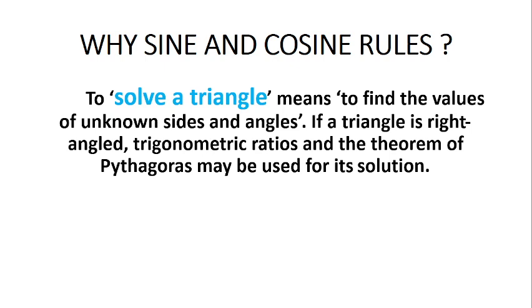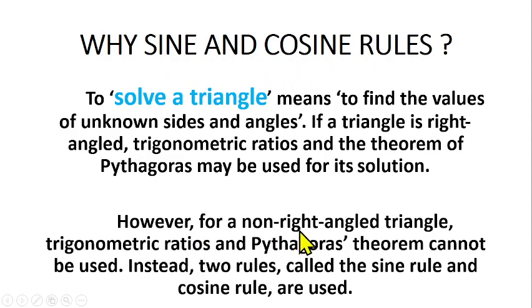All the triangles that are not right angle triangles, how do we find their sides? How do we resolve their angles? There has to be a principle to deal with them, and that is where sine rule and cosine rule come in. That is, if you have a non-right angle triangle, trigonometric ratio and Pythagoras theorem cannot be applied to them.